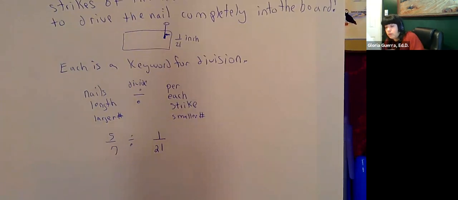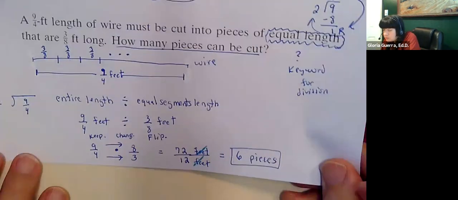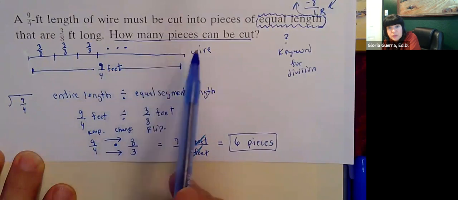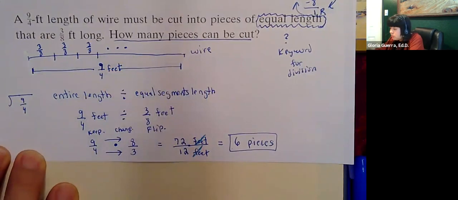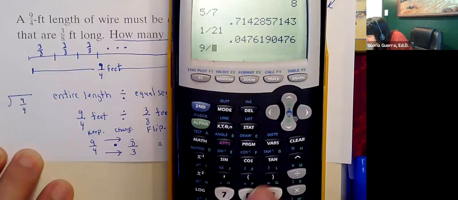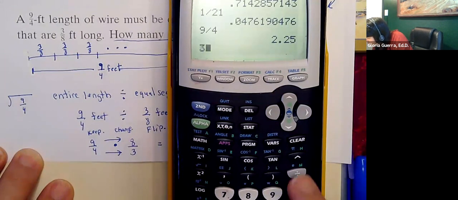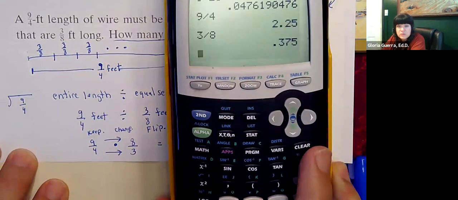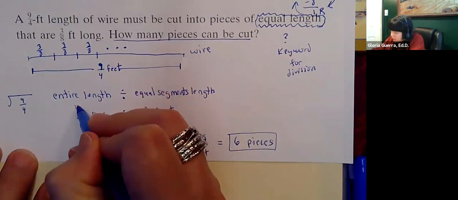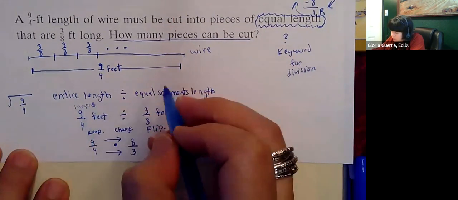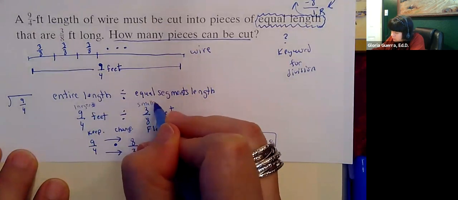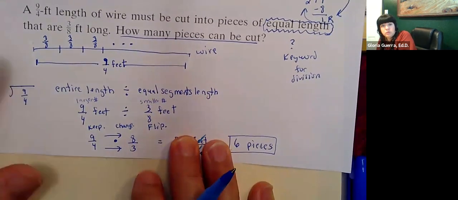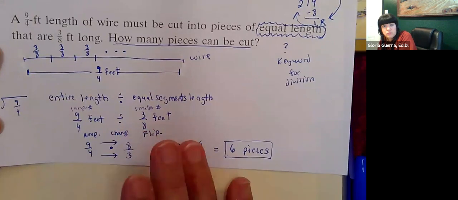And when we did this other problem over here, when we have this wire and we were cutting into equal pieces, how many pieces can be cut? The 9/4 was larger, right? 9 divided by 4 is 2 point something, and 3 divided by 8 is smaller, 0.375. So this was like the larger number divided by the smaller number also. I didn't point that out, but sometimes that can be helpful because sometimes people know to divide, but they're not sure which one to put first.